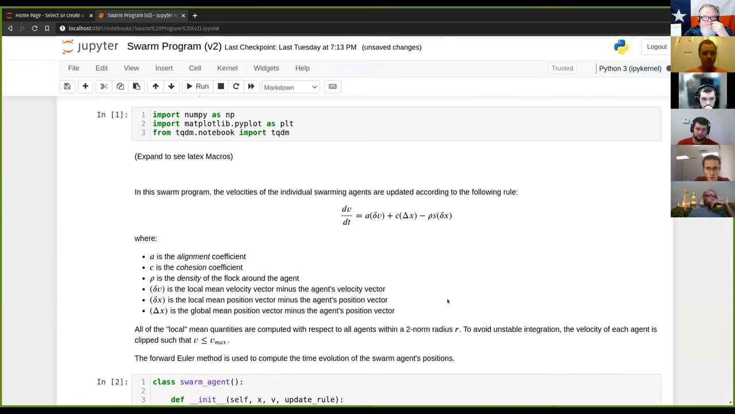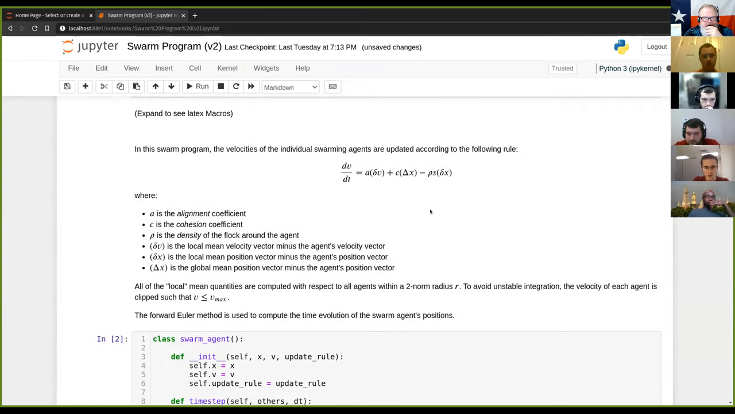So this is my swarm program. It's nothing super complicated. This is actually just a relatively straightforward differential equation. We have a bunch of individual swarming agents in three-dimensional space, and their velocities change over time and are updated according to this ODE here. So we have A times a delta V plus C times a capital delta X, and then rho times S times a lowercase delta X.